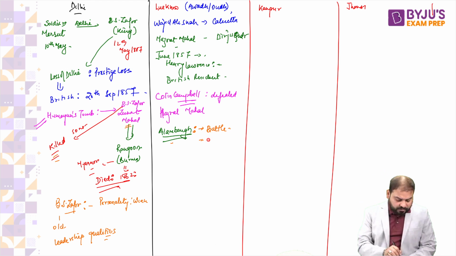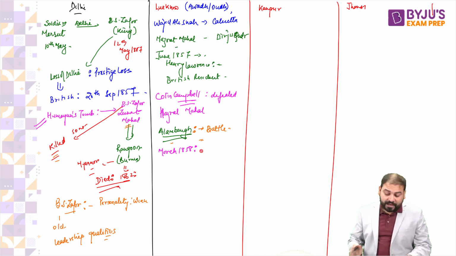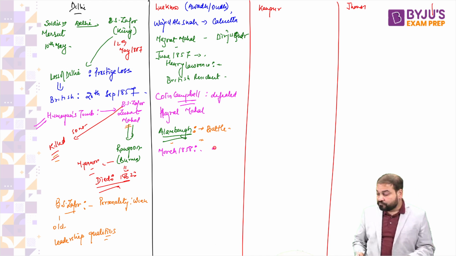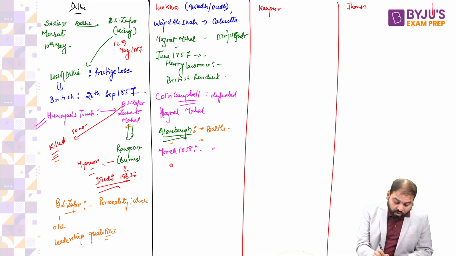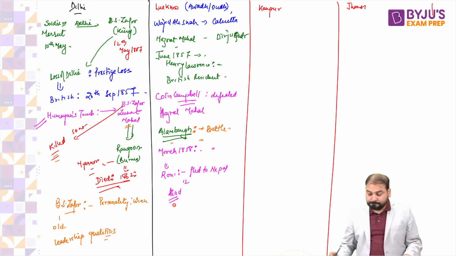Of course, like every place, by March 1858, Colin Campbell defeated Rani and took back Lucknow. As you all know, Rani had fled to Nepal, where she died after a few years. Am I clear?